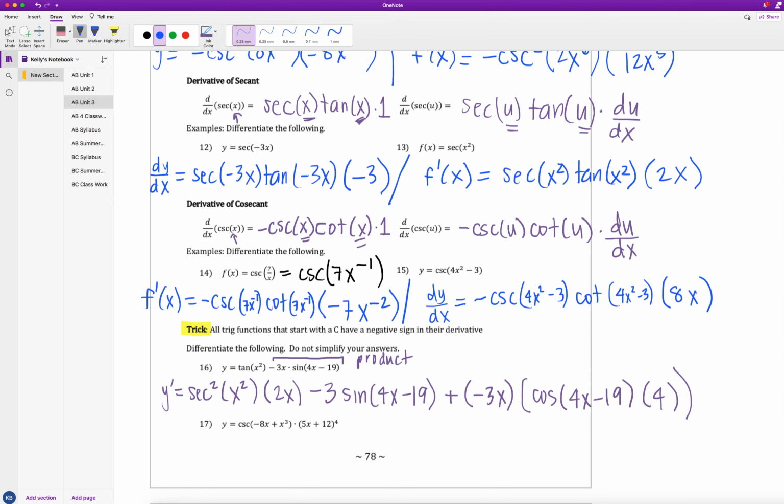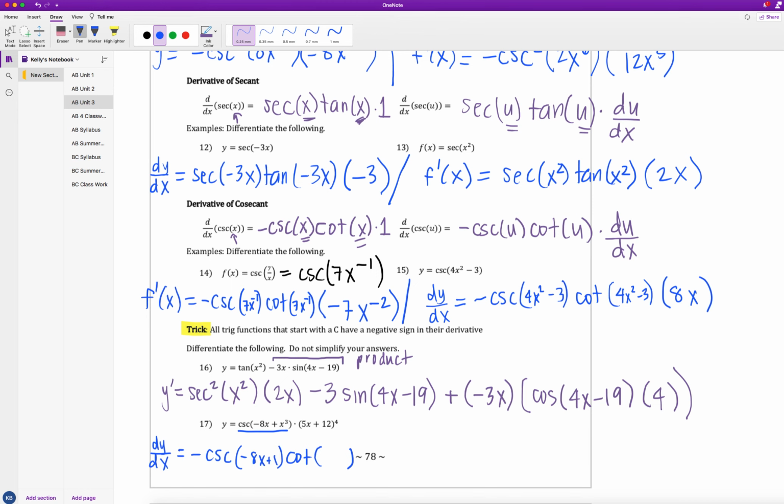So in example 17, we have y equals cosecant of negative 8x plus x cubed times 5x plus 12 all to the fourth. Now what rule or rules do you guys think we're going to have to use here for example 17? So the first thing I notice is I have a product. I will be using the product rule. I will also have to use the chain rule on each of these as well as some power rules. So let's start writing this out. My first function here is the cosecant. Derivative of cosecant is equal to negative cosecant times cotangent. And my inputs for both of these will be the same.